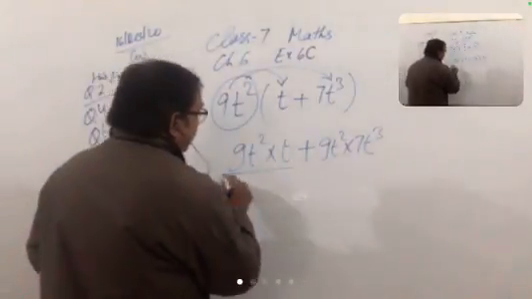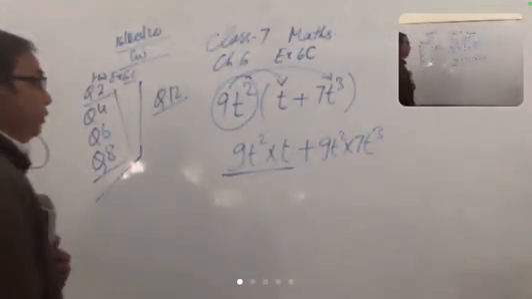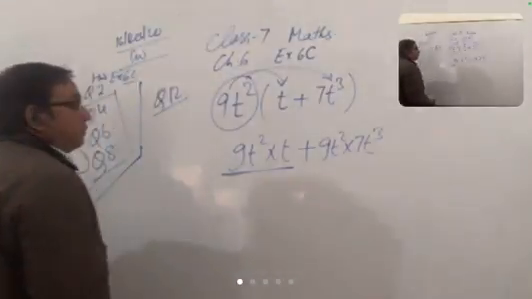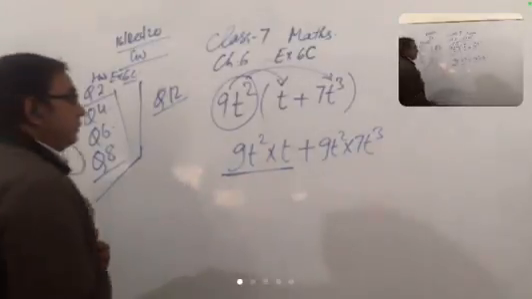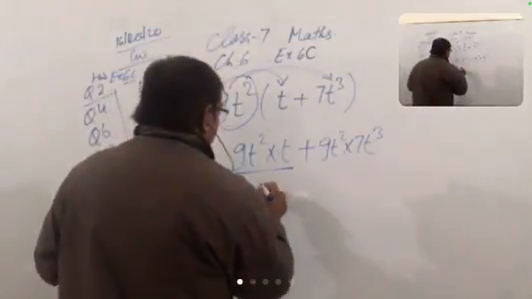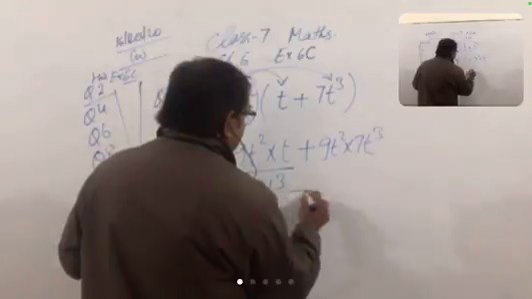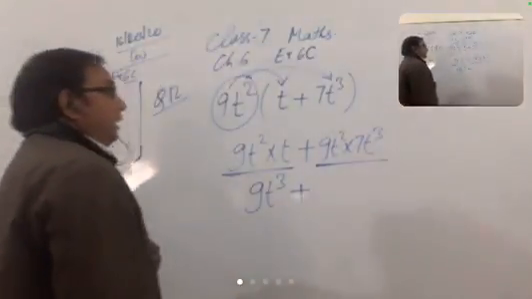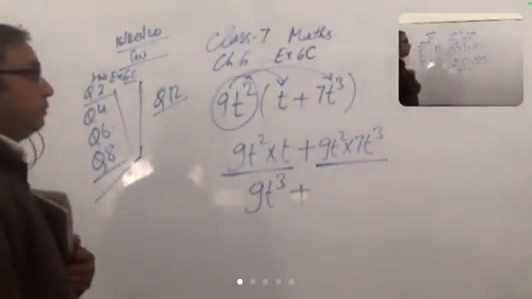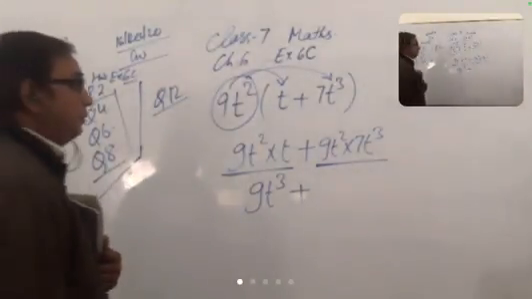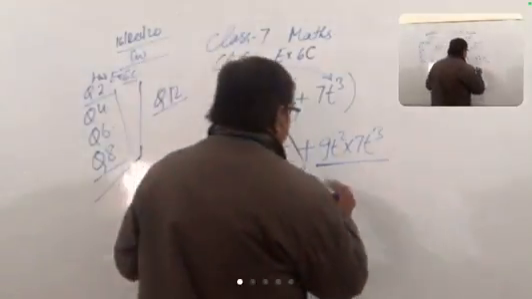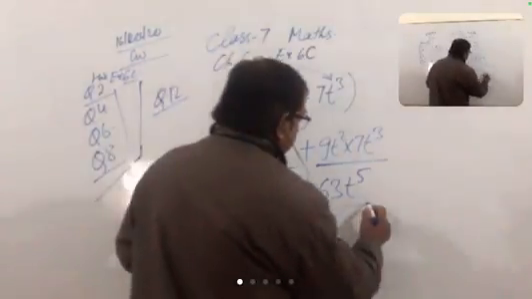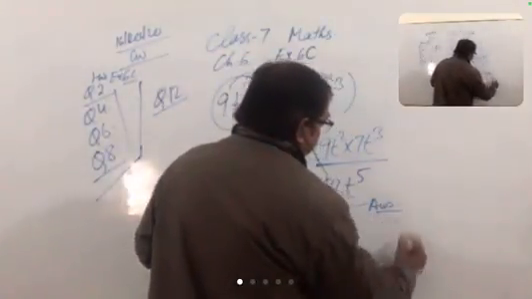So Anna, tell me the product of the first two terms. 9t square multiplied by t. Sir, 9t with the power 3. Good, very good. And Akriti, tell me the product of the next two. So 63t with the power 5. Very good. 63t with the power 5. And this is the answer.